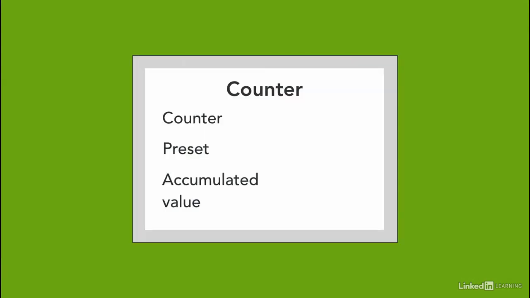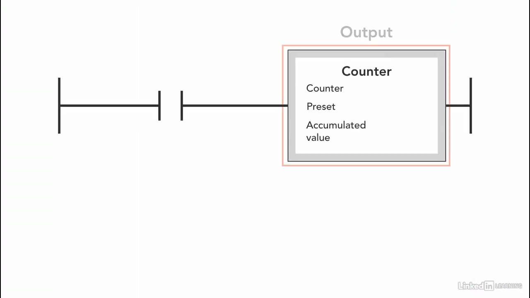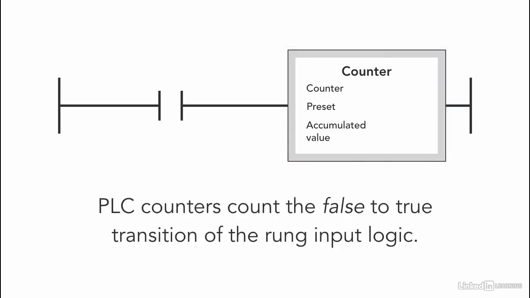This is the configuration of a typical PLC counter function. A counter instruction is an output instruction. Most PLC counters count the false to true transition of the rung input logic. The counter instruction counts each time the input logic changes the rung from false to true.